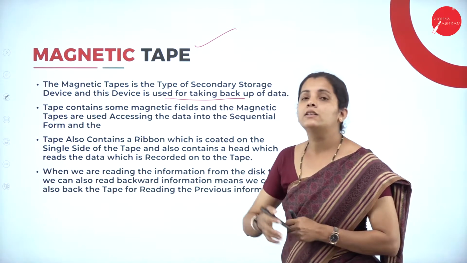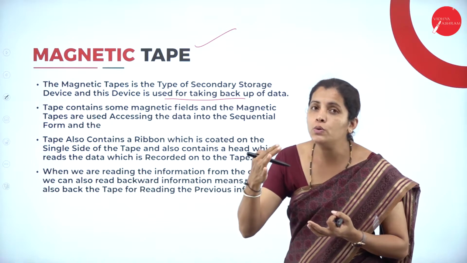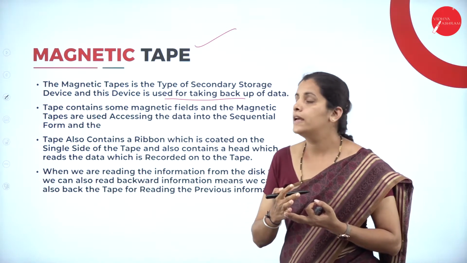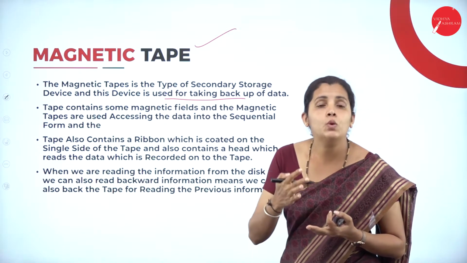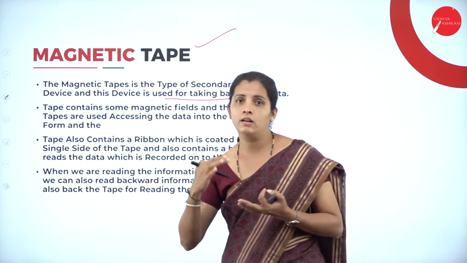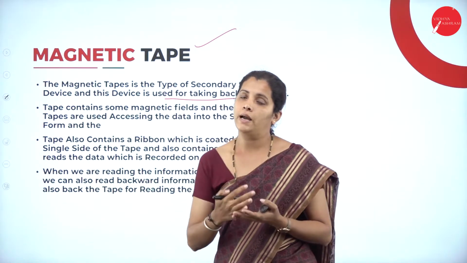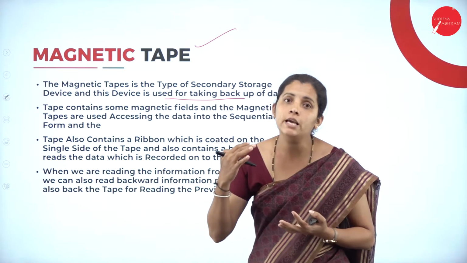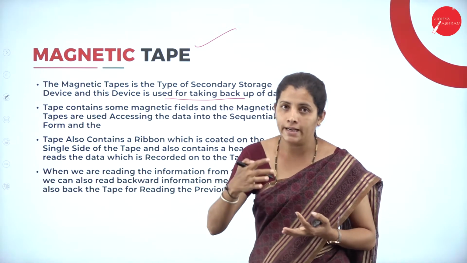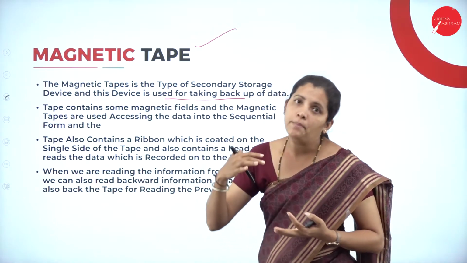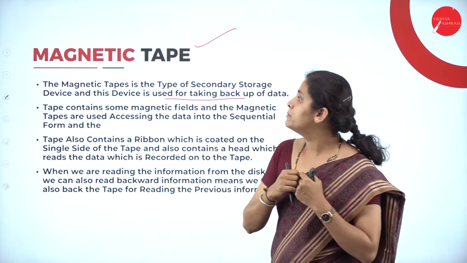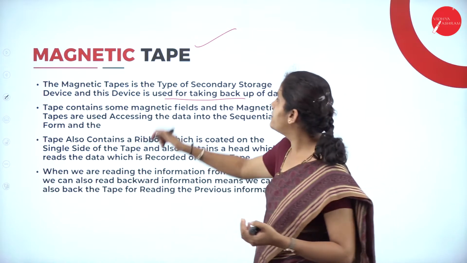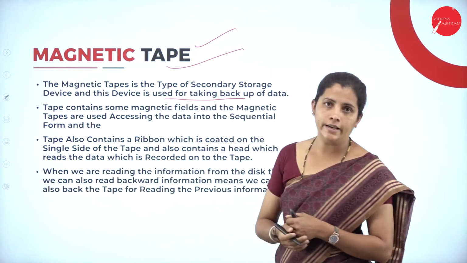We know that if we use primary memory, then we cannot store the data for a longer time. So what are we going to do? We are going to take the backup of data, and to take the backup we require some device. That device is called magnetic tape.